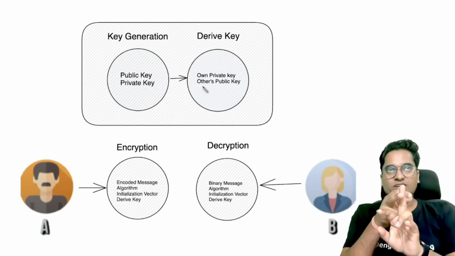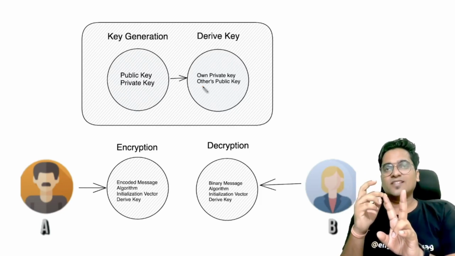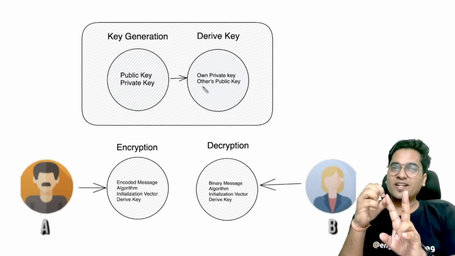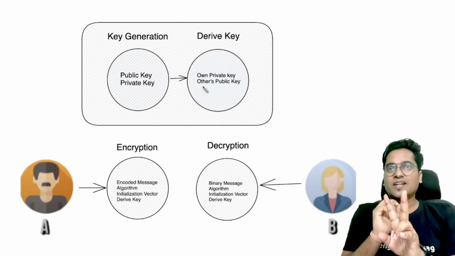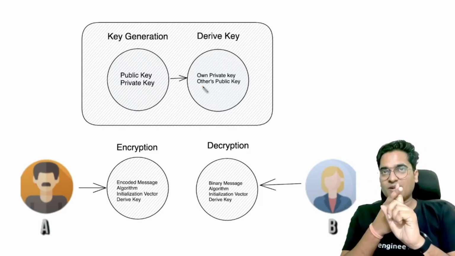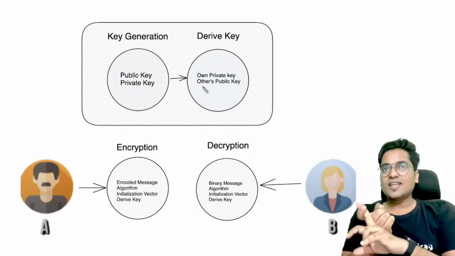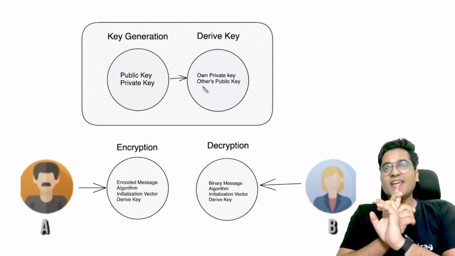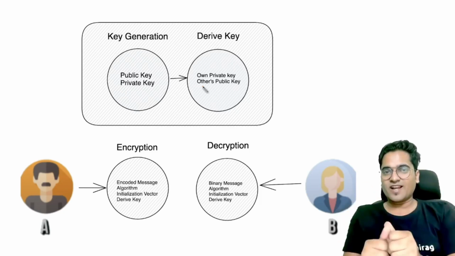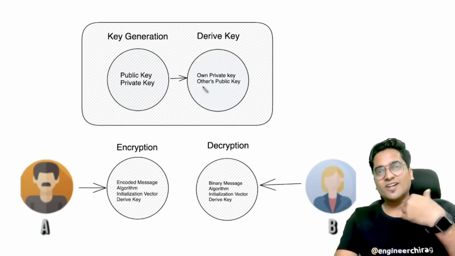So there are two things: you generate a key, and you generate a unique derived key using your own private key and the other person's public key, which will be used for your encryption and decryption, right? So there are two important things to understand. Your public and private keys are generated, and you have derived a key using your own private key and the public key of the other. With this, you have to encrypt that message.